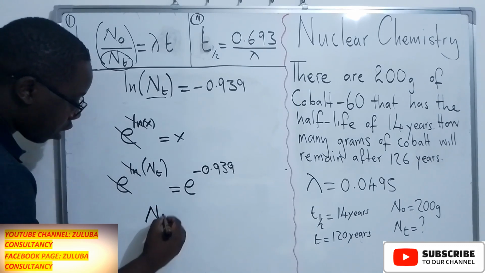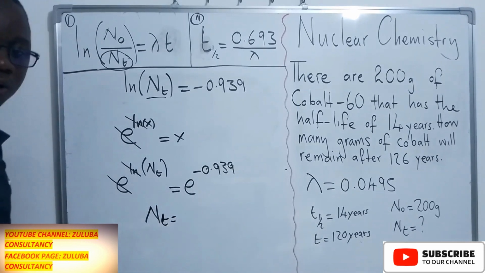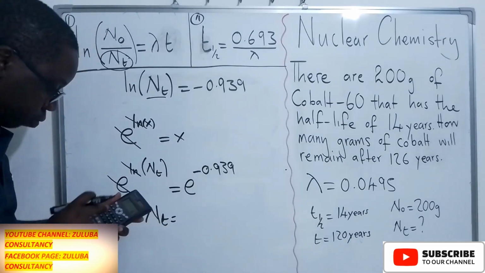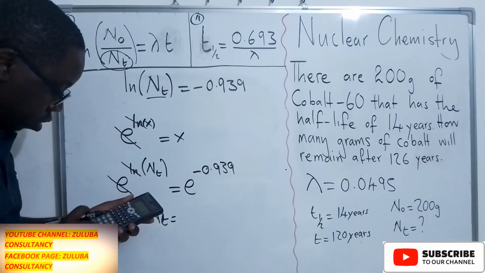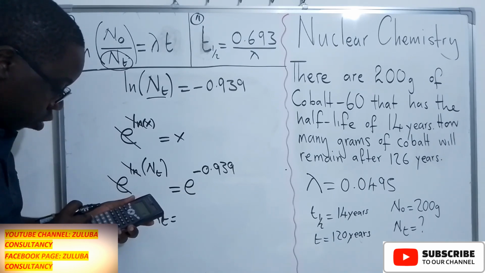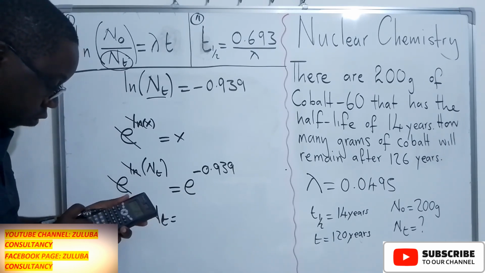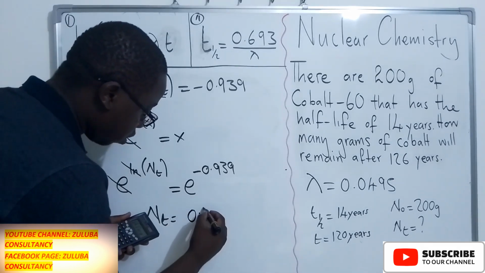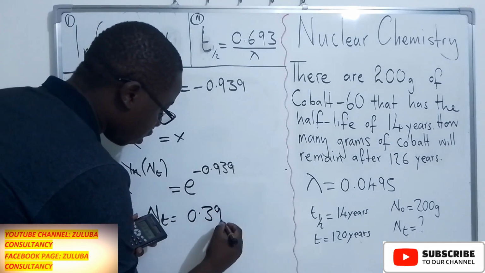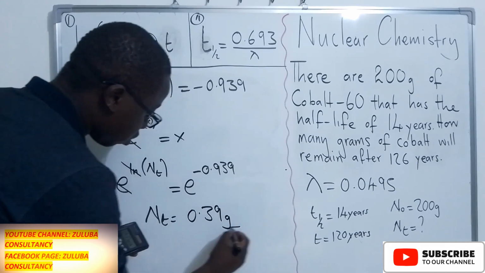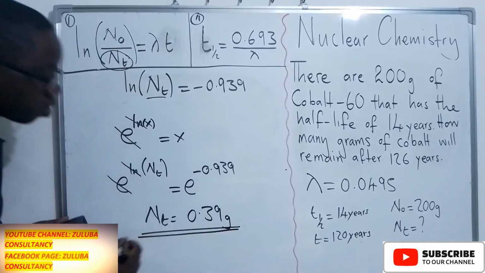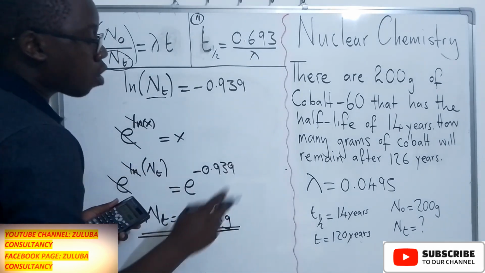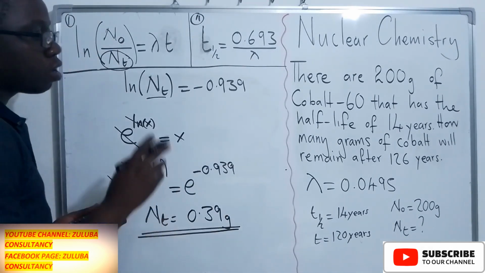Then N_t will be equal to the exponential function of -0.939. It is giving us 0.39 grams. So this becomes the mass that will remain after 126 years.